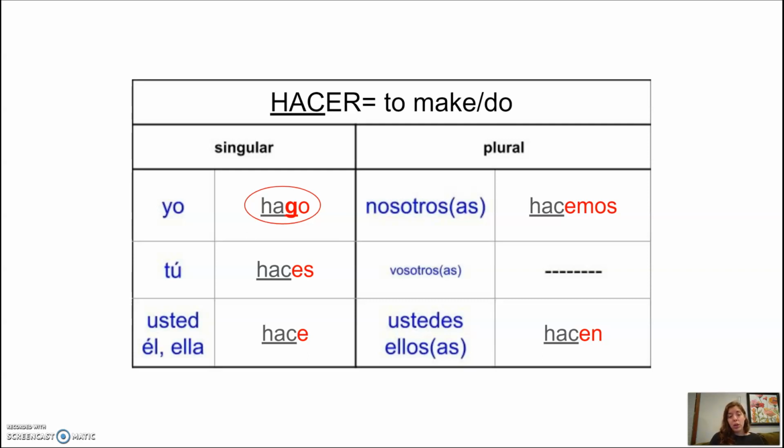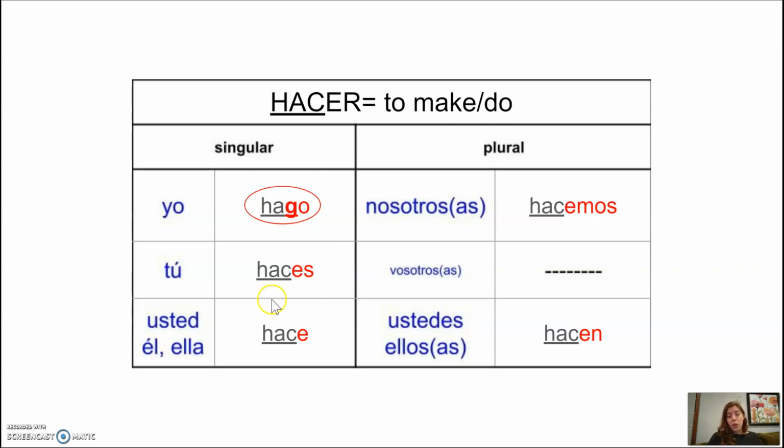So you might say yo hago el almuerzo, I make the lunch. Or yo hago el desayuno, I make the breakfast. I do any activity you want to do. Yo hago un sándwich. Por ejemplo, hago un sándwich significa I make a sandwich.